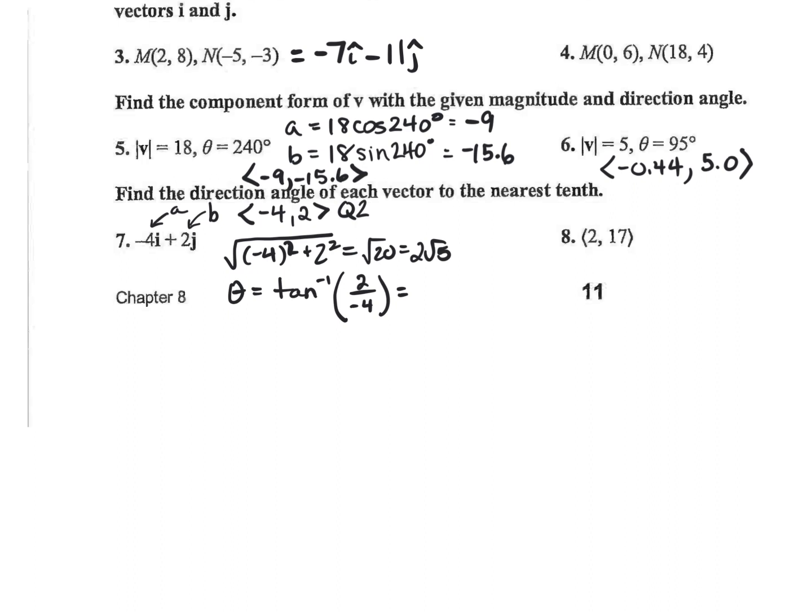So what do you get when you do the inverse tangent of -2 over 4? I got -26.6, right? But I can't write that. So what do I add to it? Yeah. So add 180 to it. And we get... okay. So why don't you guys try number 8 on your own? Find the magnitude and direction.